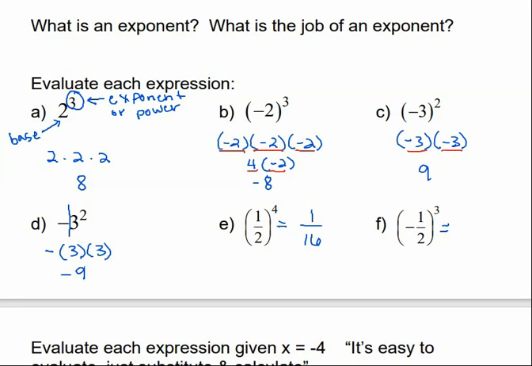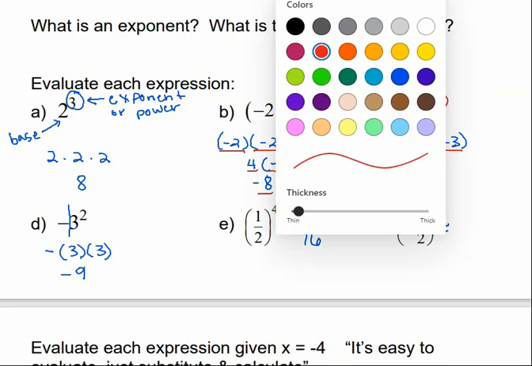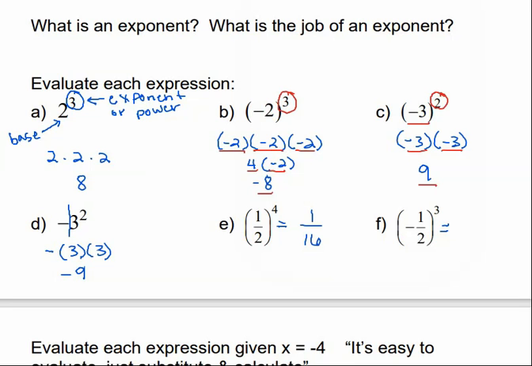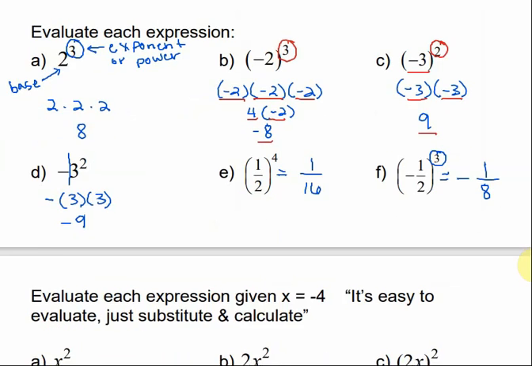So we can apply this rule anytime they're in parentheses. If we have a negative number in parentheses being raised to an odd power, then our answer is going to be negative. If we have a negative number being raised to an even power, then it's going to be positive. So here in F, we have a negative number being raised to an odd power, so we know that our answer is going to be negative. And then 1 to the 3rd power is 1, 2 to the 3rd power, 2 times 2 is 4, times 2 is 8. So we get a negative 1/8.